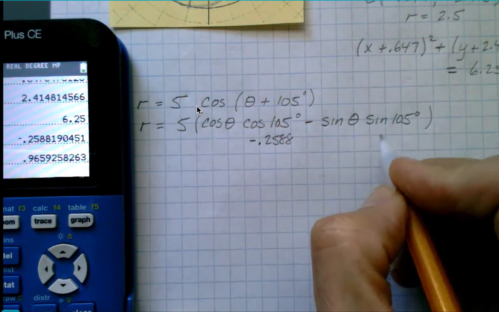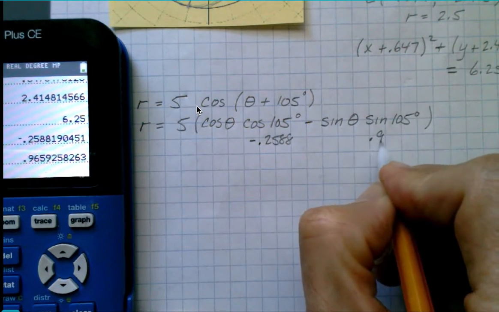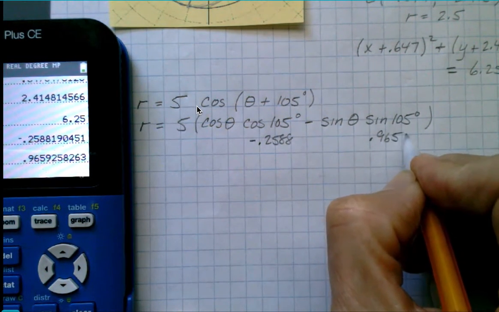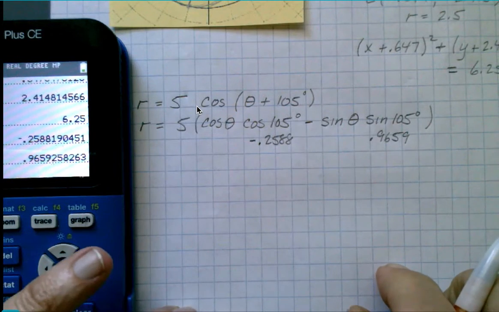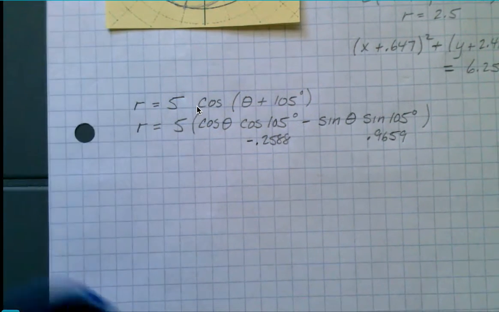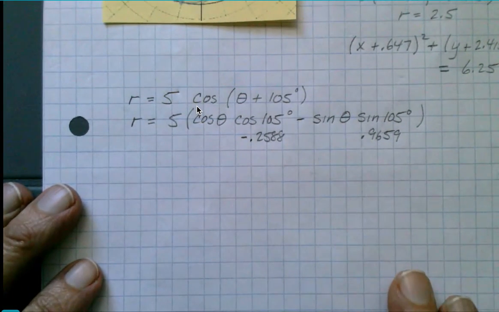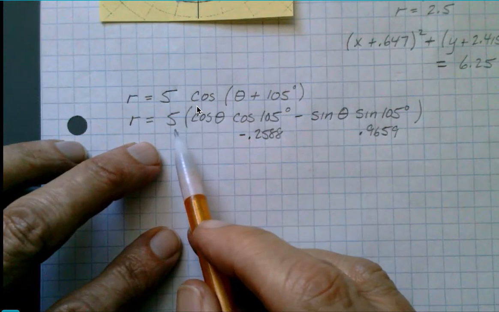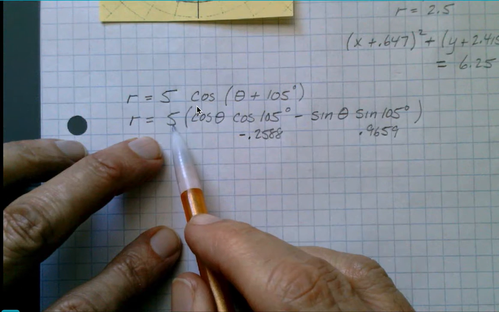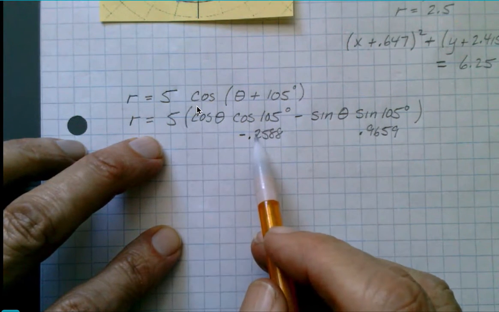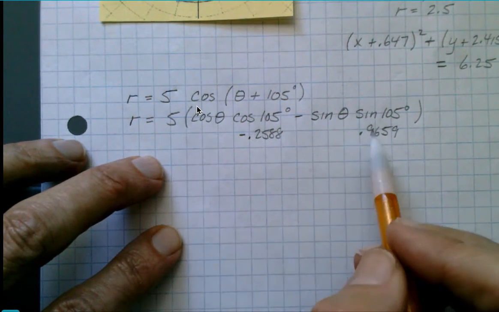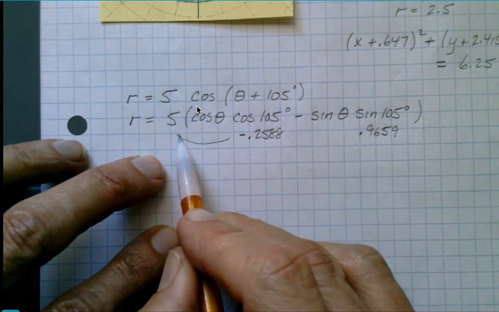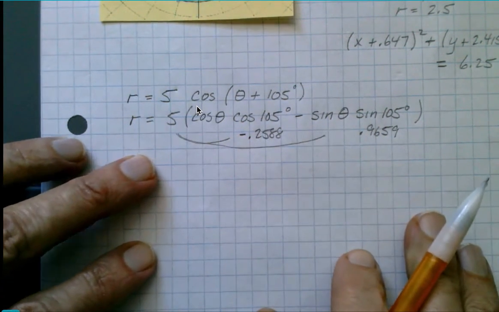And sine of 105 is about 0.965. Now the next step is we'll go ahead and distribute 5. So we'll bring 5 in here and we'll bring 5 in over there. So we're going to distribute 5 here and we'll distribute 5 right here.